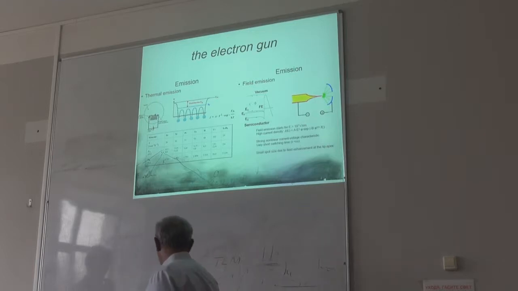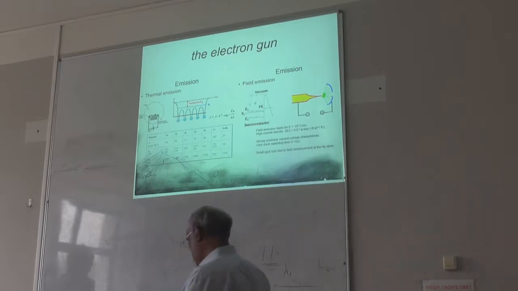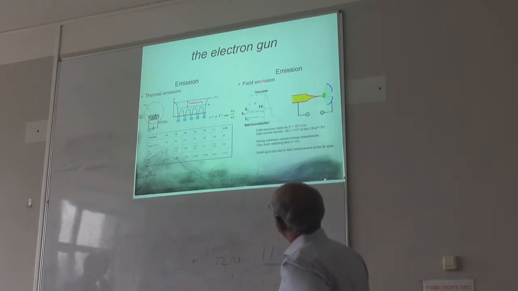Yeah. If you heat something, apply a very high temperature, it will emit electrons. That's one way to do it. The other one is if you have a very high voltage, like maybe 10 to 100 kilovolts, then you can emit electrons between these two. That's called field emission.